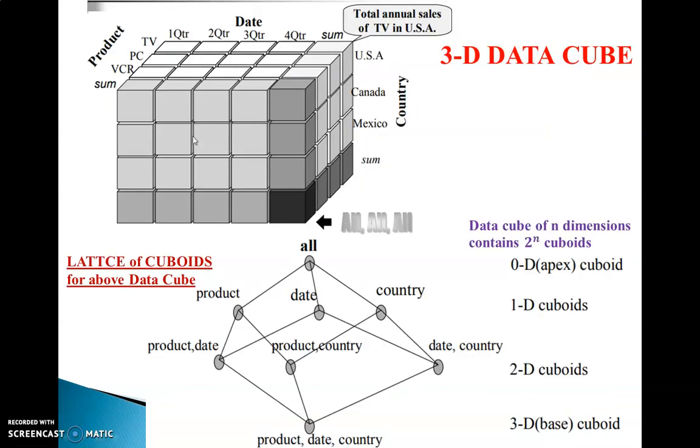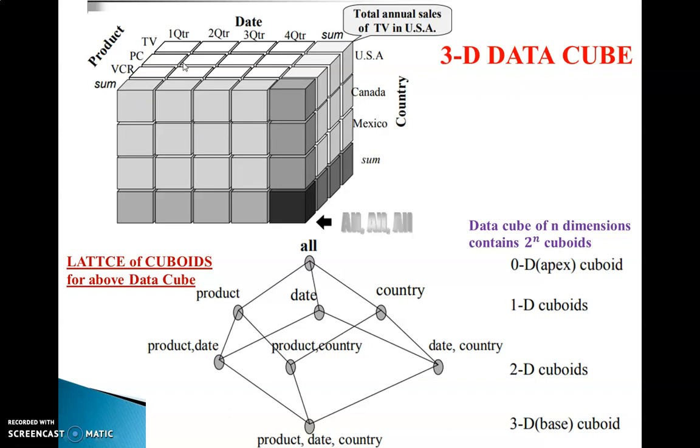Okay. Now this is your 3-dimensional data cube, wherein I have 3 dimensions. Product is 1 dimension, date is 1 dimension and country is 1 dimension. Okay, so in the date dimension we have first quarter, second quarter, third quarter and fourth quarter. In products we have TV, PC and VCR. And in countries we have USA, Canada and Mexico. Okay, so this is your data cube which is created.